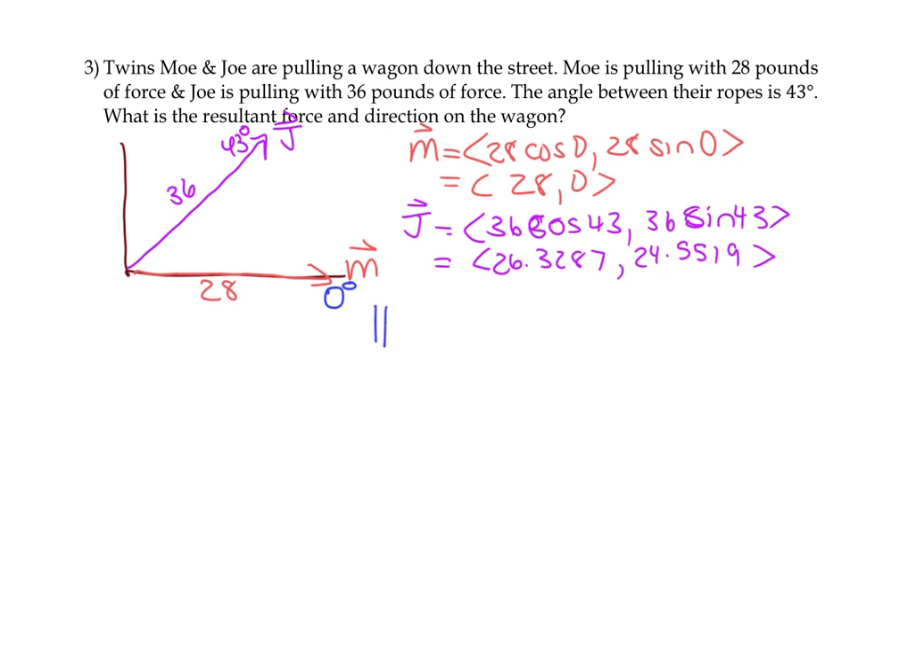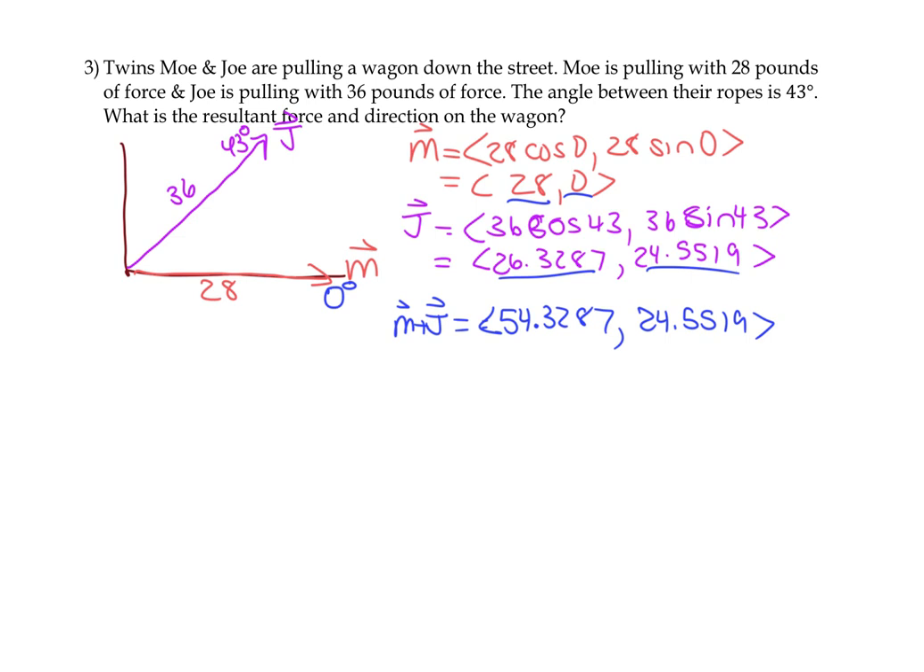Now we are going to add them together to find the resultant. So Mo plus Joe. I'm going to add those x's together and get 54.3287. Add those y's together, 24.5519. I put the component around that, I put the magnitude around that, and I didn't mean to. That's just the addition of the components.